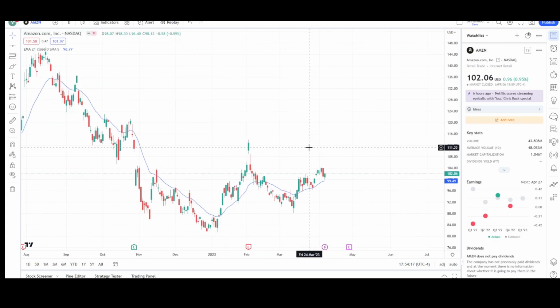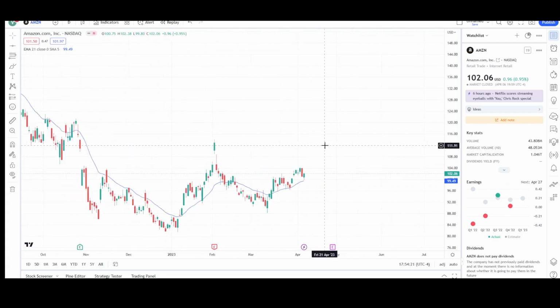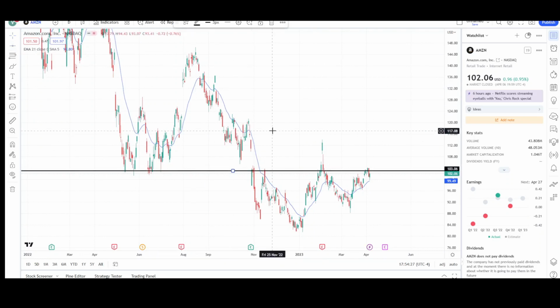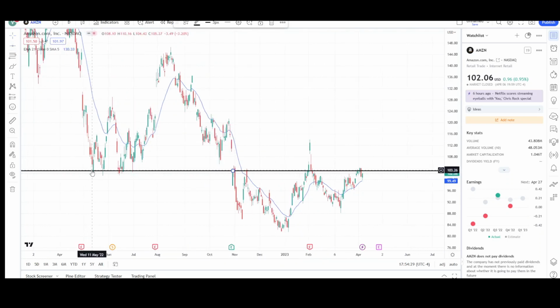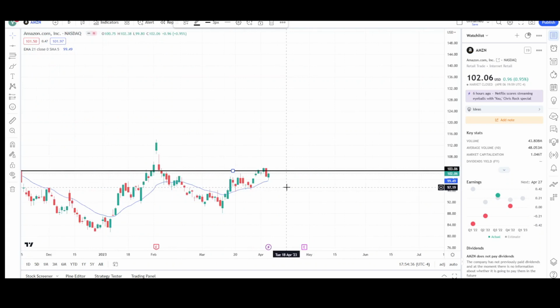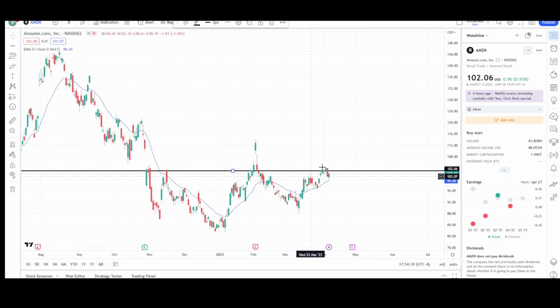So let's start out by looking at the daily chart for Amazon. Right now it looks kind of bullish, but we are at resistance. So let me put a horizontal line of what I'm talking about. You can see this past 103 level was acting as a strong support. Now it is acting as a resistance level, and prices are back at the resistance level.